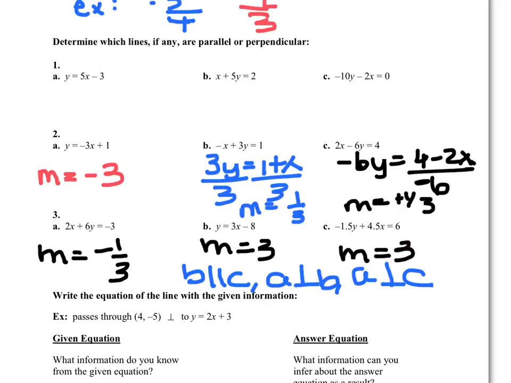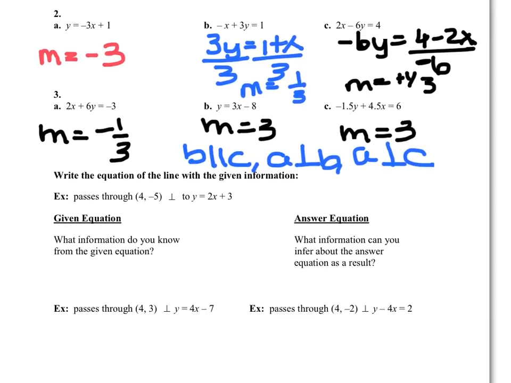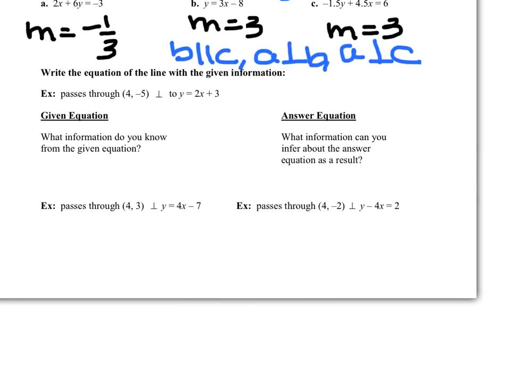A and B are perpendicular. They're opposite reciprocals. A and C are also opposite reciprocals, so they are also perpendicular. So now we're going to do the same thing that we did on the previous page, but instead of the line given being parallel to the line we want, it's going to be perpendicular.